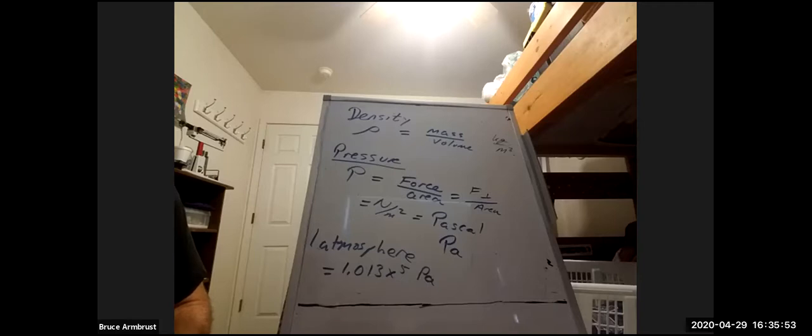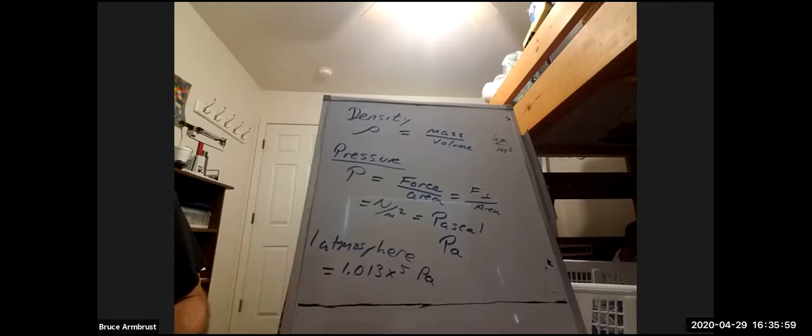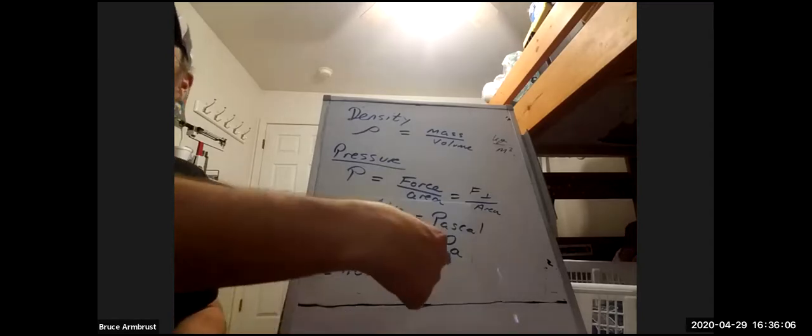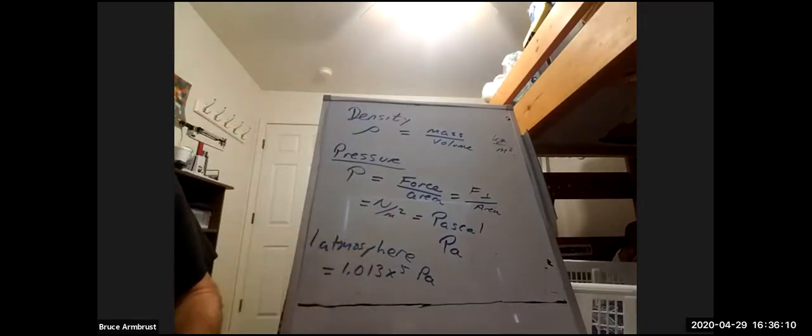That's really, really high. This is 10,000 newtons per square meter. So if you were to go out and just mark a square meter on the ground, so you just measure out a meter and then a meter, make your square, the air is pushing down on that with a weight of 10,000 newtons.